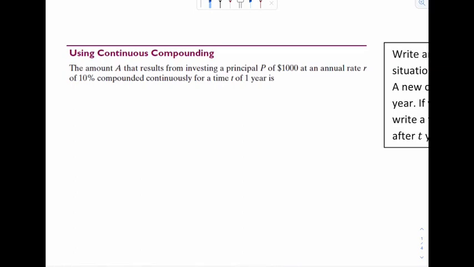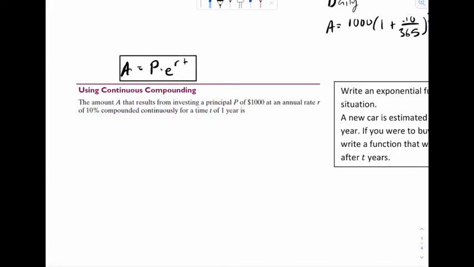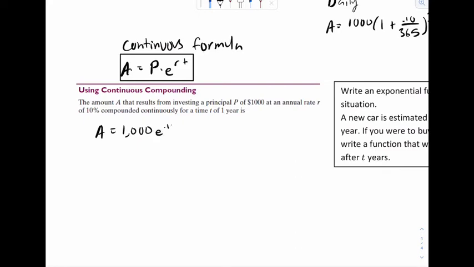So what this is called is continuous compounding. And for continuous compounding, that's exactly the situation we're describing, is that when something compounds basically nonstop. And the formula for that is P times E to the RT, or PERT. So this is a really nice formula. And again, that's your continuous formula. So to use this, it's the exact same way. A is equal to 1,000, and then E to the power of 0.10, and our time frame is 1 year.